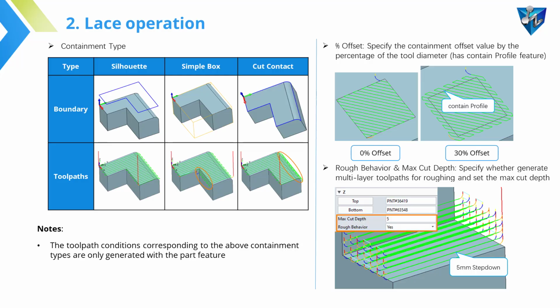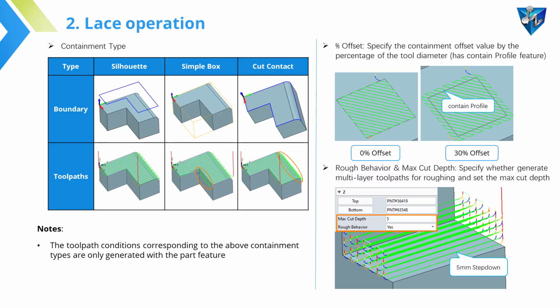Please check the toolpath effect in the table, and please note that the toolpath conditions corresponding to the above containment types are only generated with the part feature. Percentage offset, when the operation has a contain profile feature, will specify the containment offset value by the percentage of the tool diameter. Rough behavior and max cut depth specify whether to generate multi-layer toolpaths for roughing and set the max cut depth.